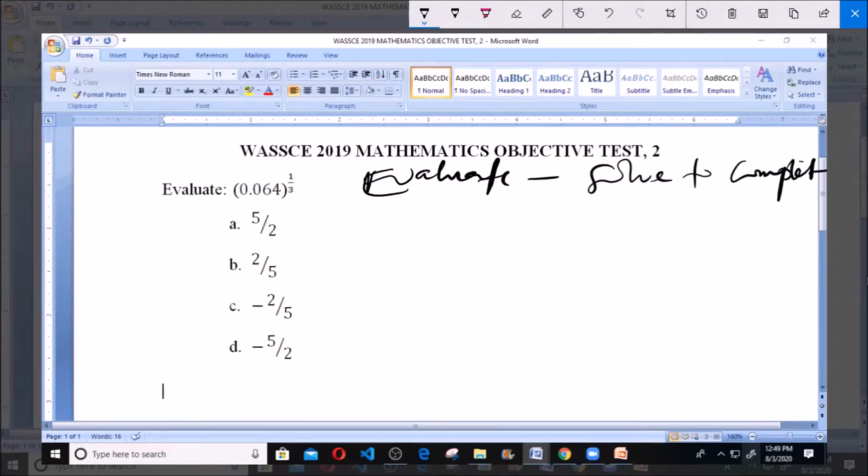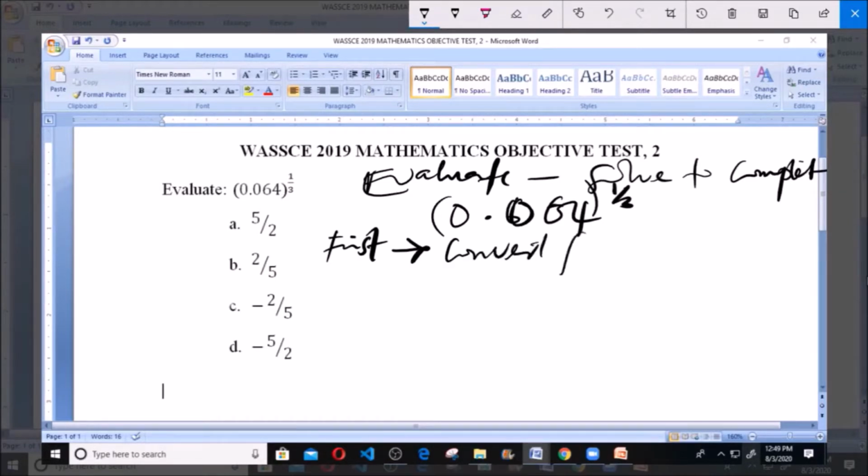Now this is 0.064 raised to the power of 1/3. And this is the question. Now the first thing you do is to convert this number. Now these are the options. A says 5/2, B says 2/5, C says -2/5, and D says -5/2. And the first thing is to convert it from decimal to fraction.